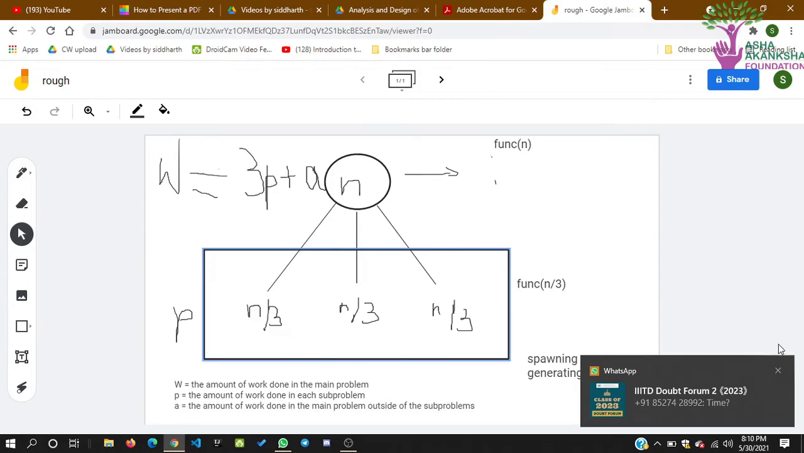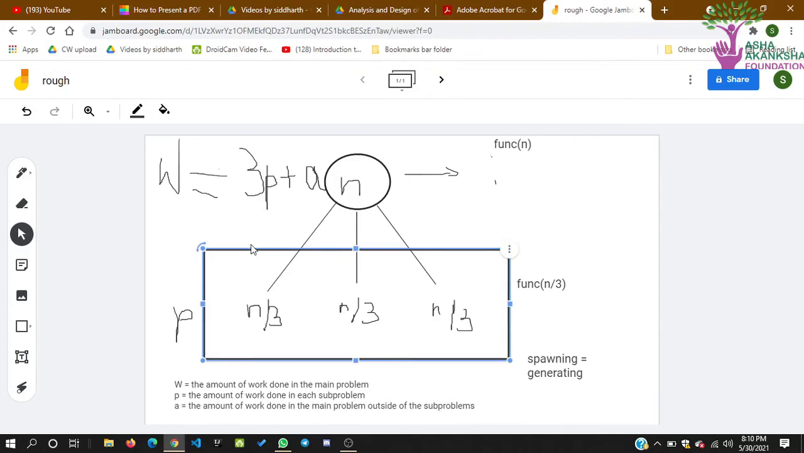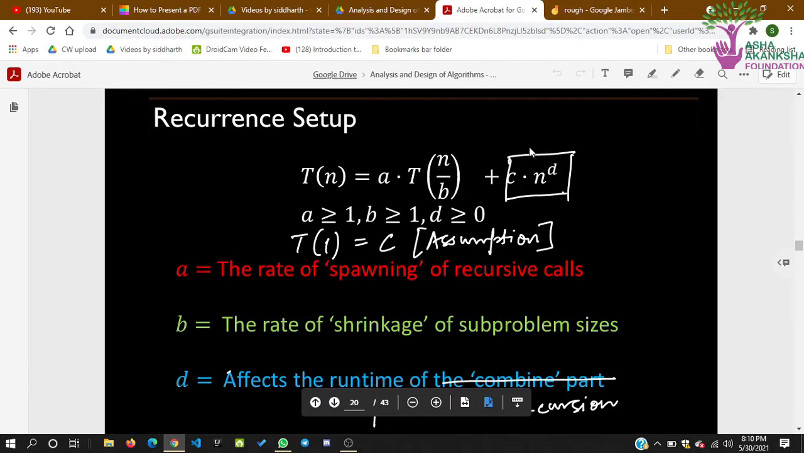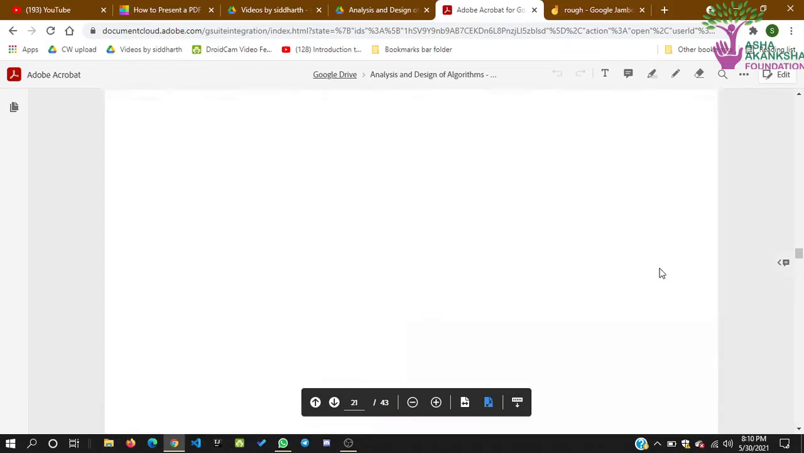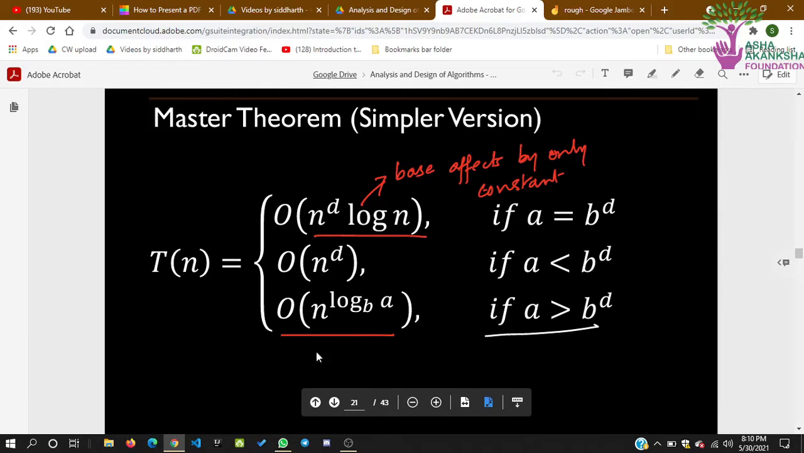the amount of work being done in the overall recursive part, and then we add just the amount of work being done outside of all the recursive calls. So I think this should be clear by now. And this is the main formula which is used to get the time complexity.